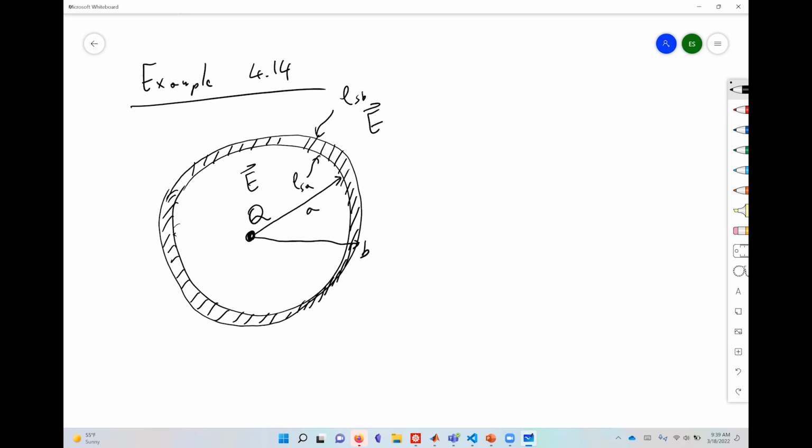Given the principles that we already know, is this something we can solve? Yeah, it is. So what is E and V everywhere? And the second thing we want to solve for, what is rho SA and rho SB? Okay, so we already know how to solve this. Gauss's law, right? So, solution.